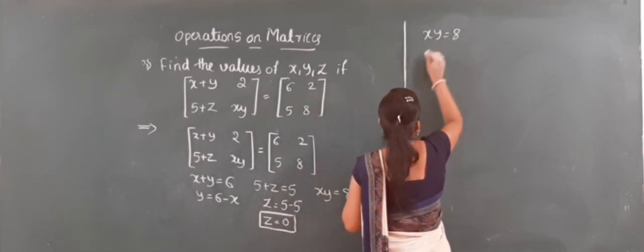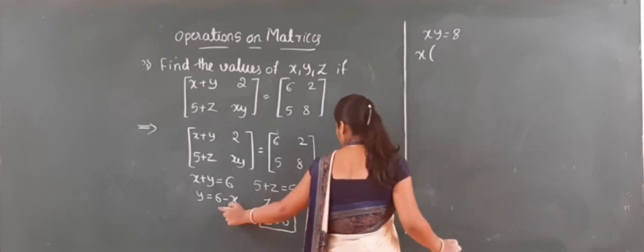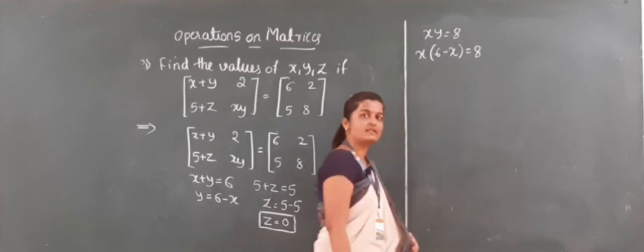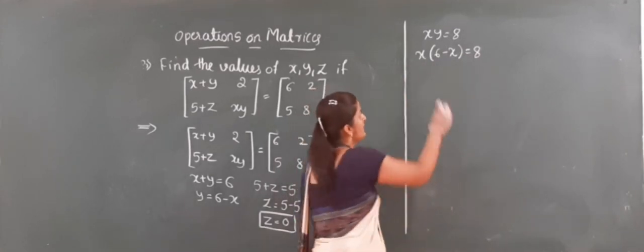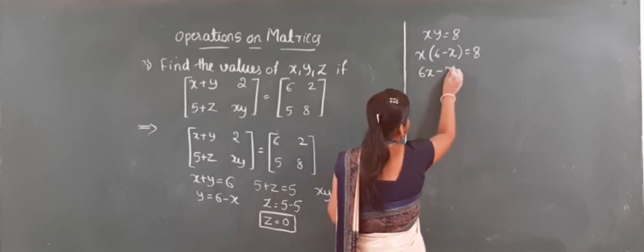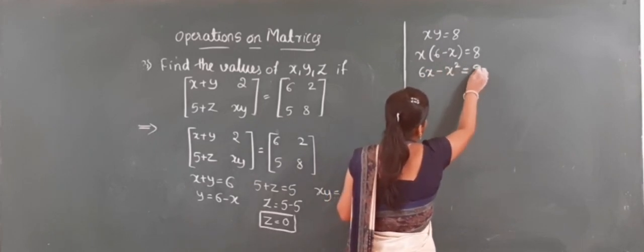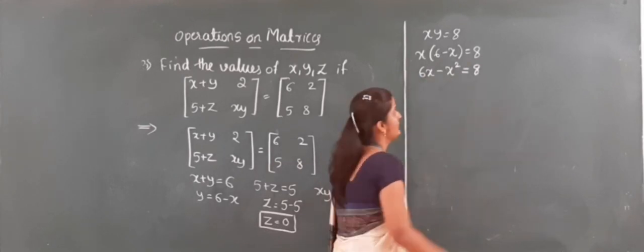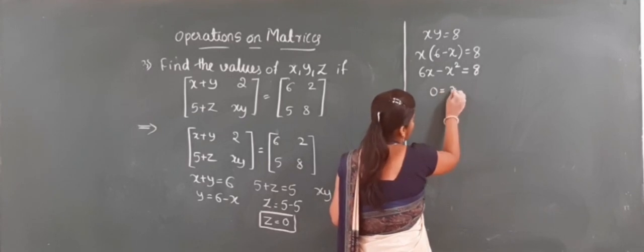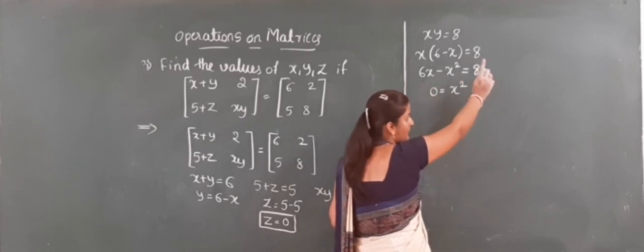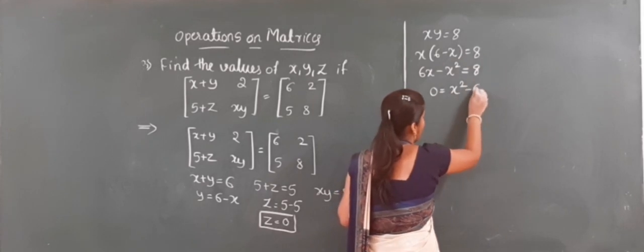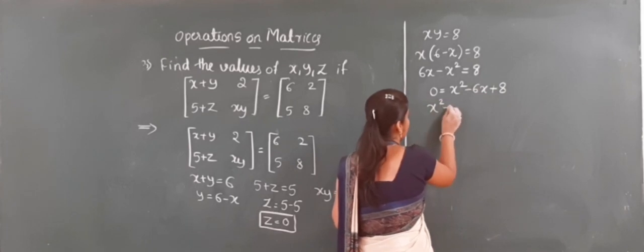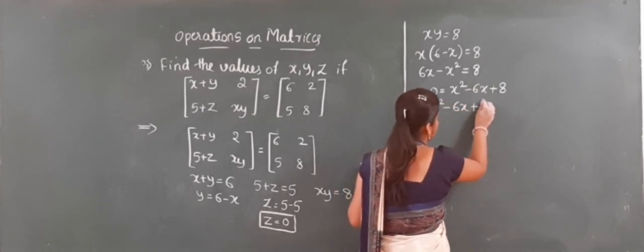xy equal to 8. x as it is. What is the y value? 6 minus x. Okay, so next you have to multiply this bracket. 6x minus x square equal to 8. Next I will take 6x minus x square that side. So what you will get? If minus x square moved that side, plus x square, 6x that side, minus 6x, and plus 8 remains as it is. So our equation is x square minus 6x plus 8 equal to 0.